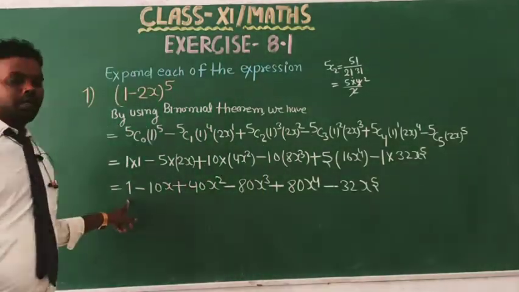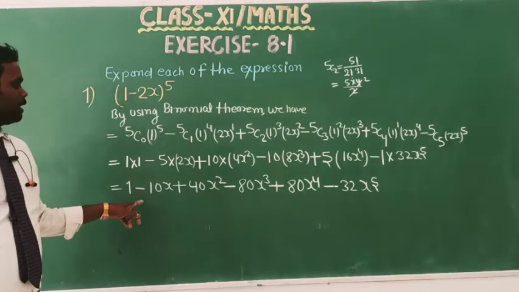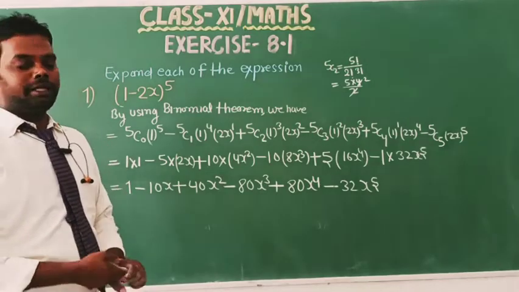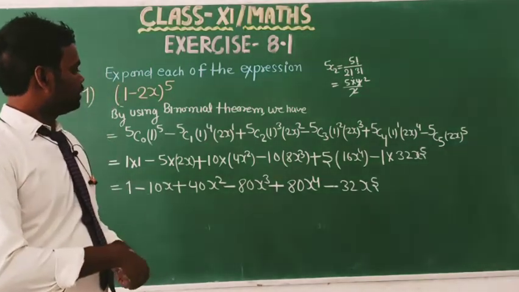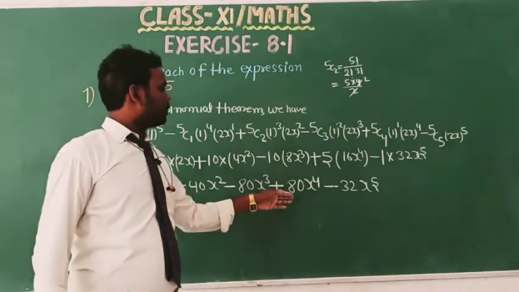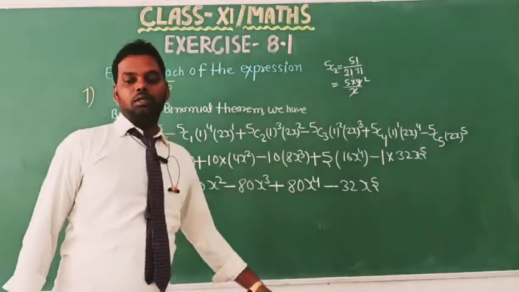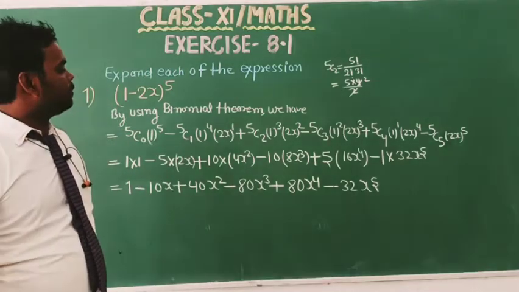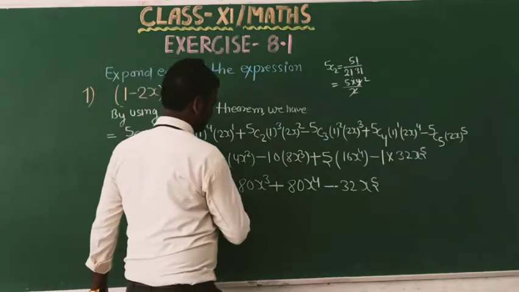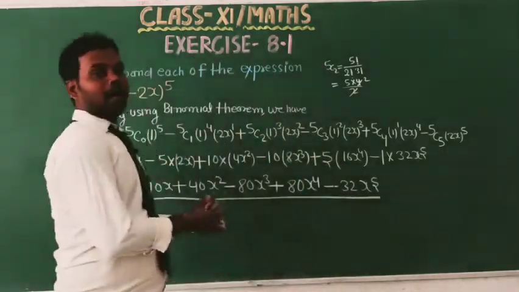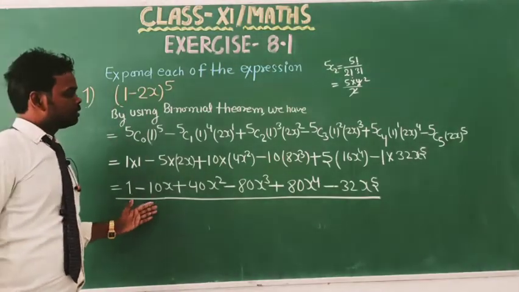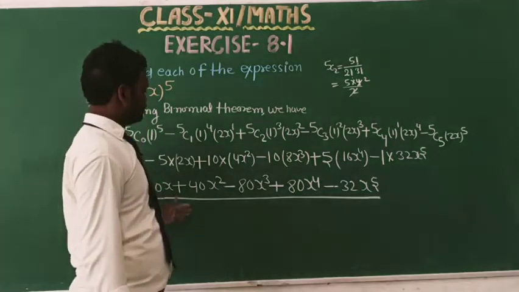Okay, 1 minus 10x plus 40x squared minus 80x to the power 3 plus 80x to the power 4 minus 32x to the power 5. Okay, so this is the expansion of (1 minus 2x) to the power 5. So this is the solution of question number 1.